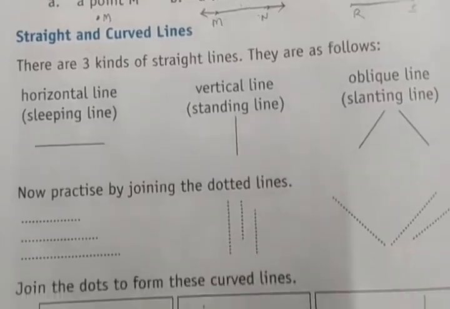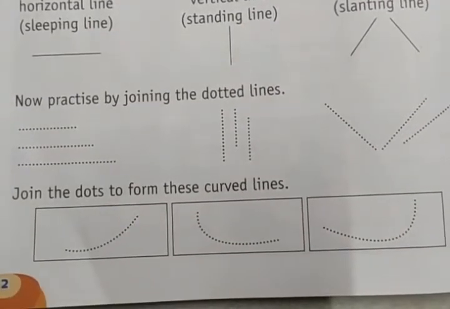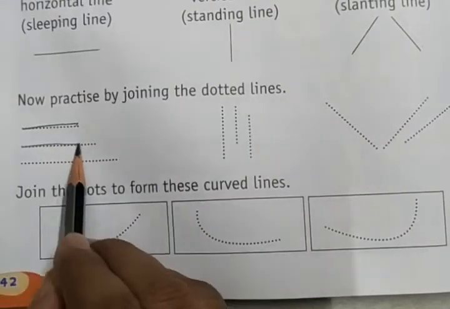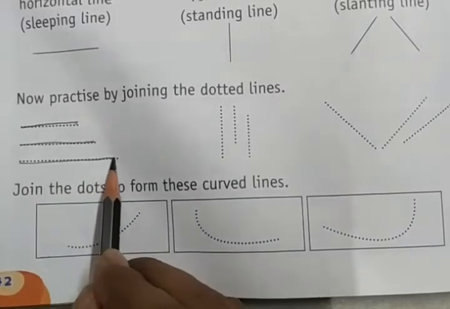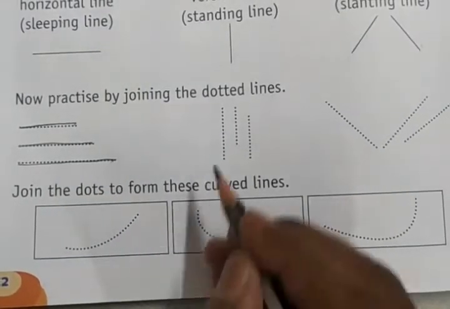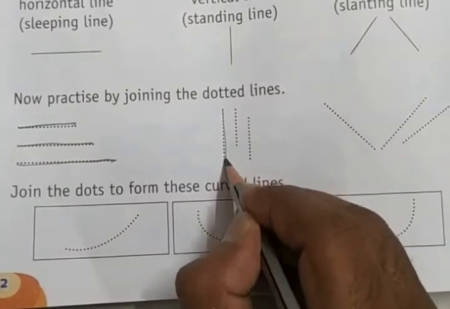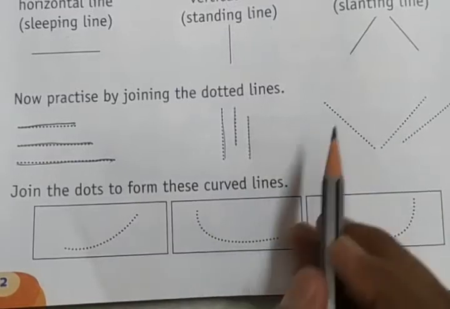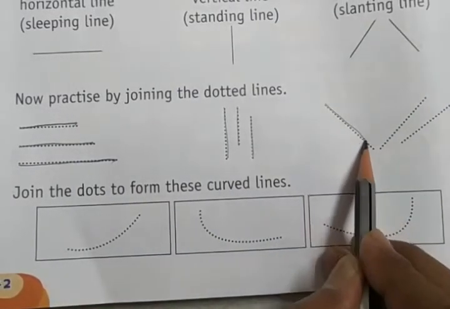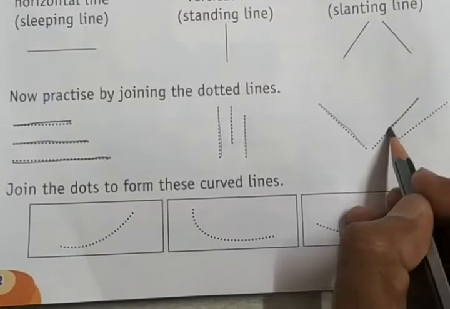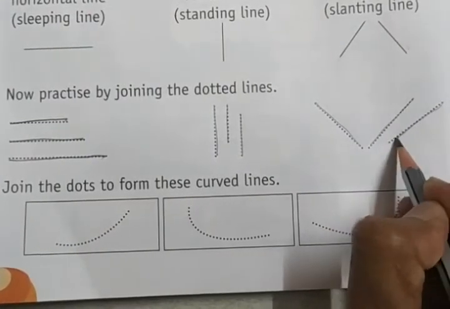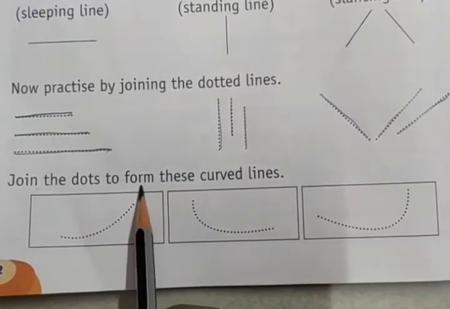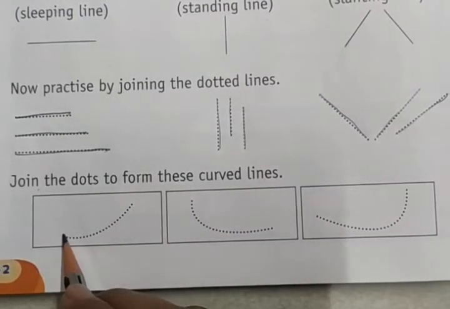Now practice drawing sleeping lines, standing lines and slant lines. This is called a sleeping line. Trace on it. Then this is called a standing line. Then this is called a slant line. Just join the dots to form these curves. These are called curved lines.